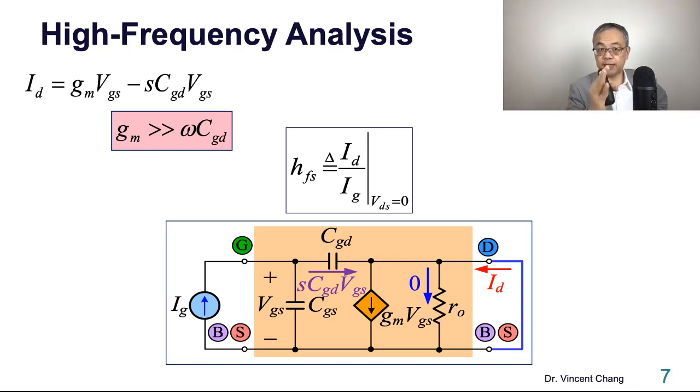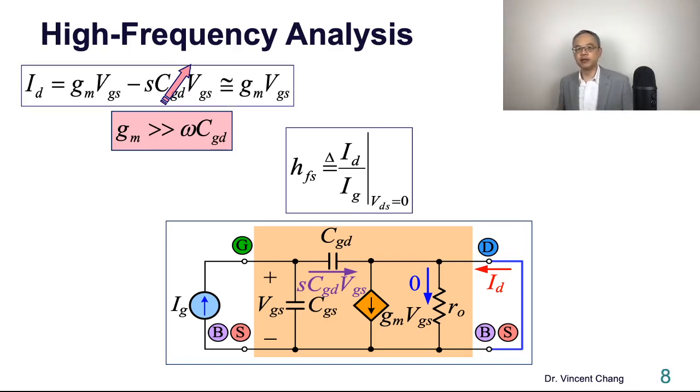So this is an assumption. Under this assumption, the second term is negligible, so you can just focus on the first term. In other words, the AC current, the high frequency current going through the CGD, is now negligible. So we assume the high frequency drain current, the high frequency output current, is solely contributed from the voltage-controlled current source, the gm VGS.